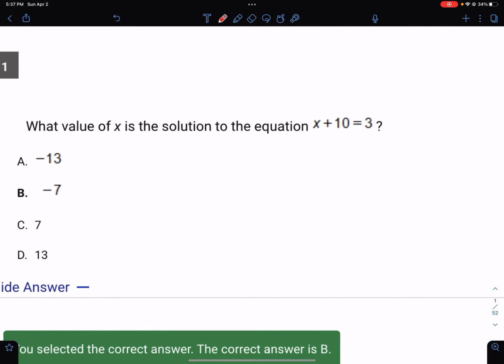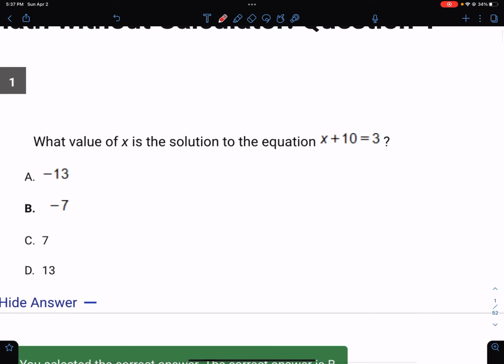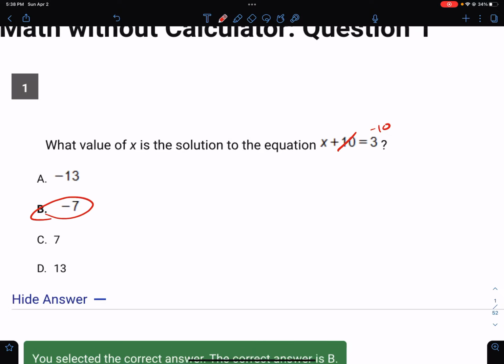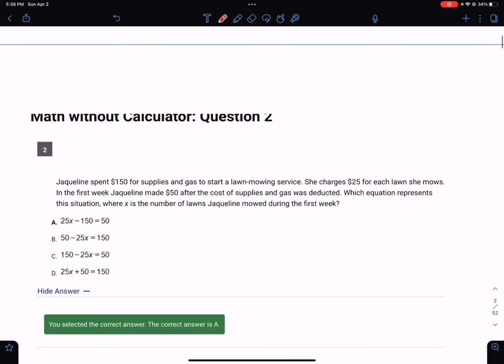Taking a look at number 1, it says, what value of x is the solution to the equation here? Well, I'll subtract 10 from both sides, and it's -7. Done. Pretty easy. Let's keep going. Come down here for number 2.